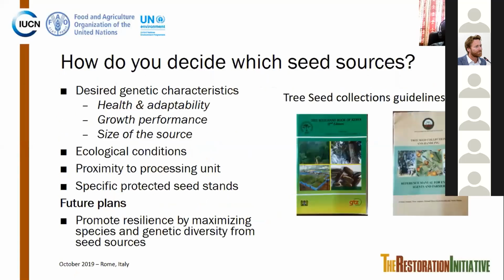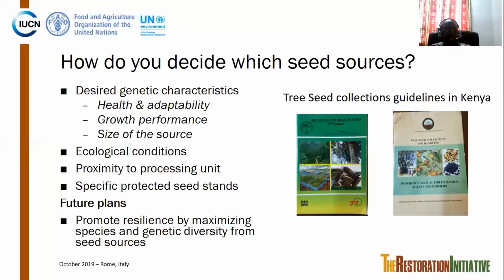When it comes to deciding which seed sources, we have quite a number of factors, and the most important is whether the seed source has the desired genetic characteristics, the issues of health and adaptability, and good growth performance. We also consider that the size of the source is big enough, ecological conditions, proximity to the processing unit, and also seed stands, since we have seed stands, but they are only for major tree species in Kenya. In our future plans, we would like to promote resilience by maximizing species and genetic diversity from seed sources.